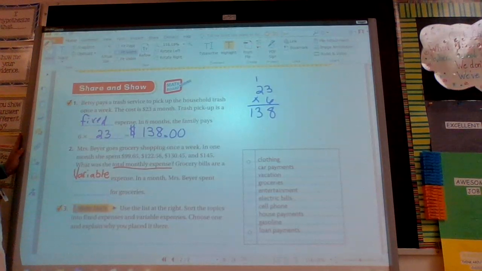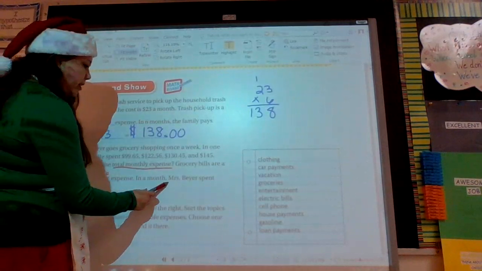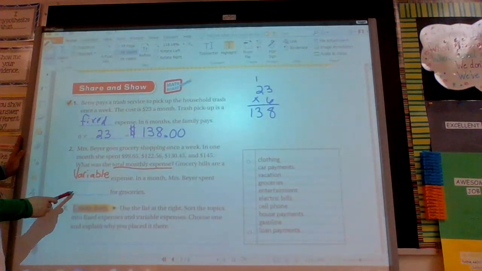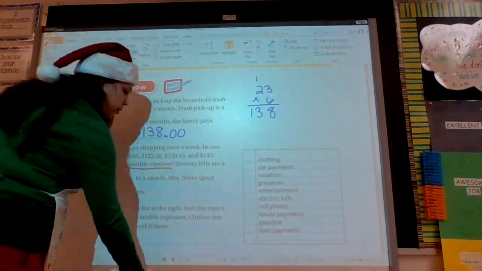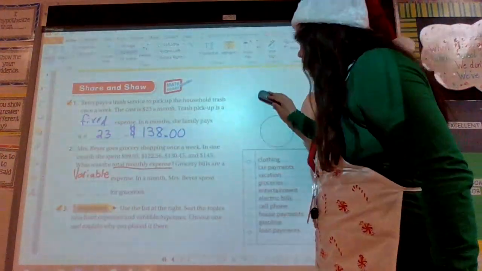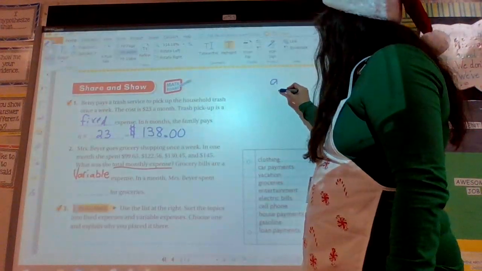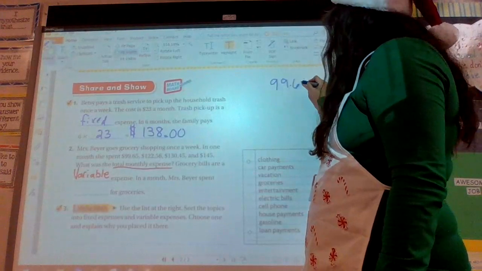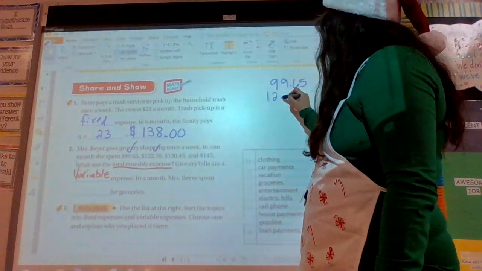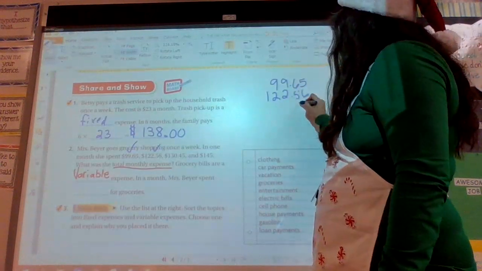Grocery bills are a variable expense. In a month, Mrs. Bowers spent blank for groceries. Well, we're going to have to work this out. So I'm going to erase this up here. And let's see. Well, we know that she spent $99.65. Remember, one number at a time. And $122. Line them decimals up. And 56 cents.